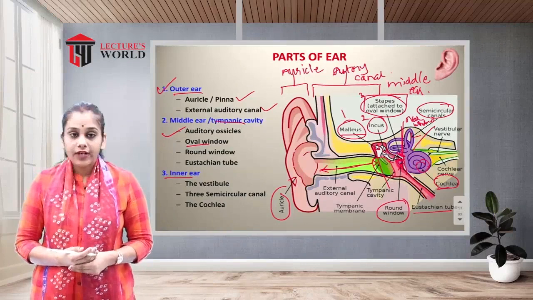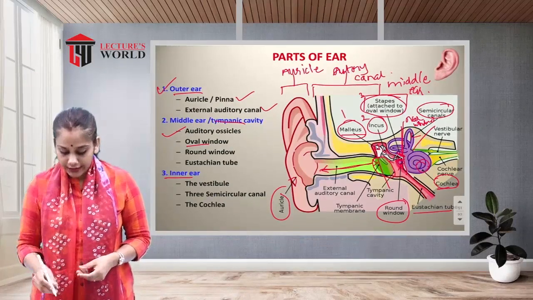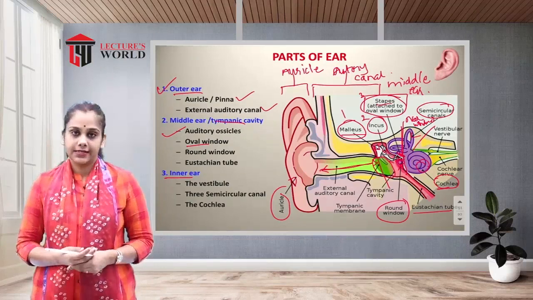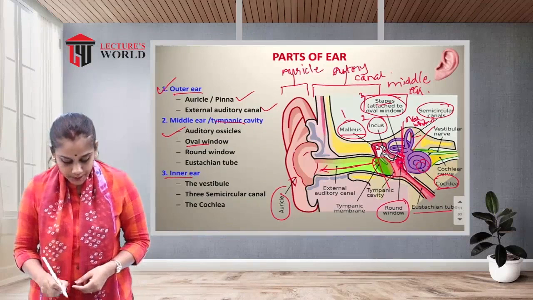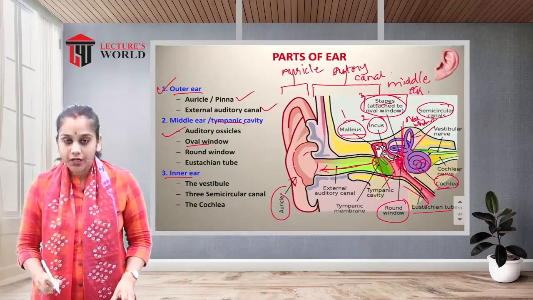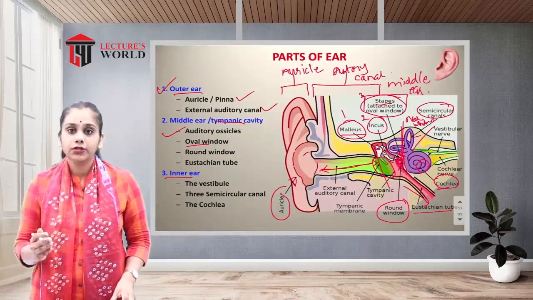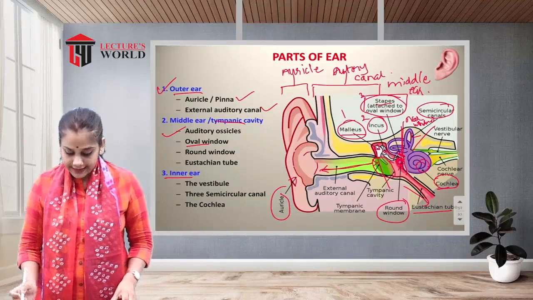Then the oval window and the round window. The oval window is attached to the last bone, that is the stapes. Then below the oval window there is a round window and the Eustachian tube, that goes into the throat, into the pharynx. Then the inner ear contains the vestibule.